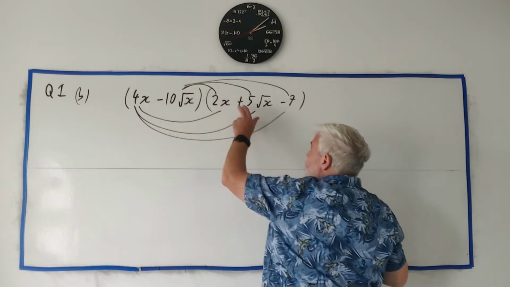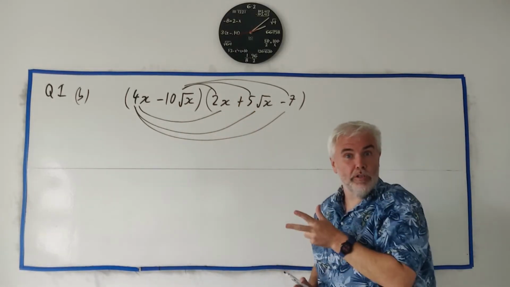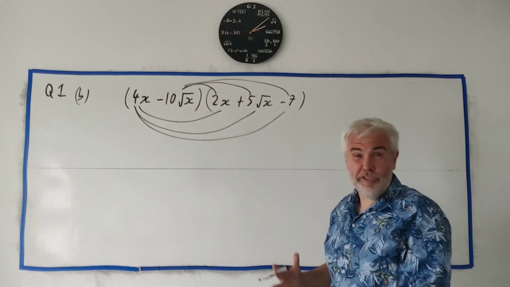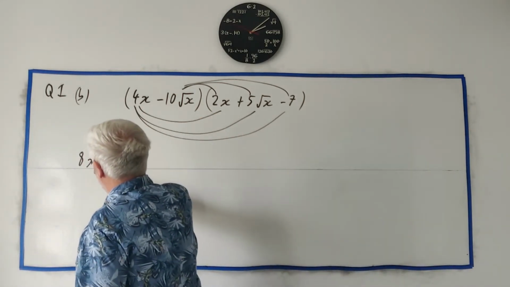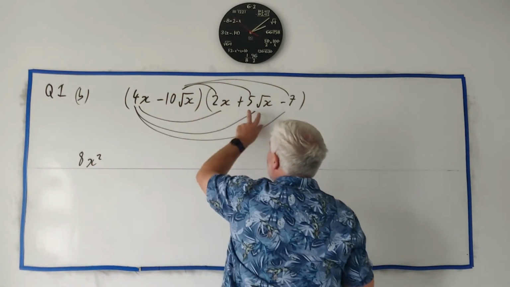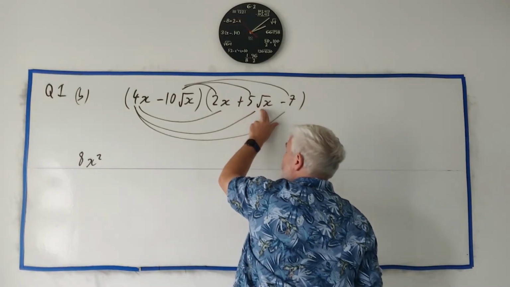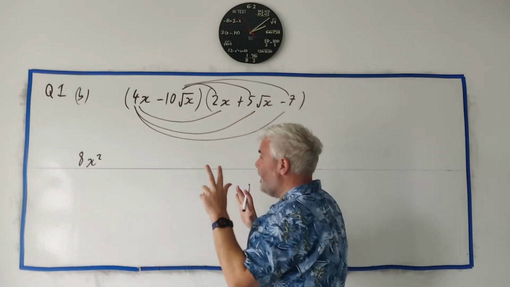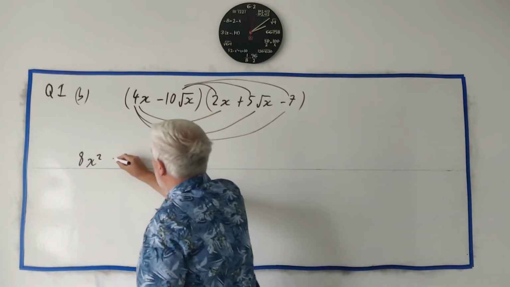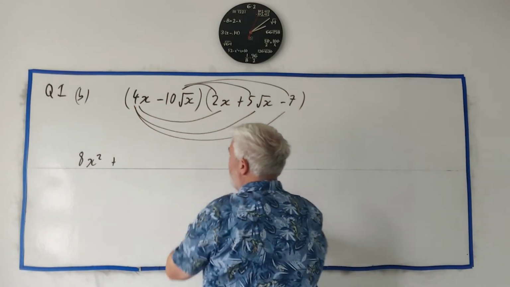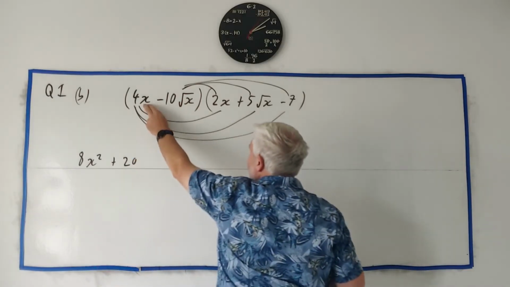There's 2 terms, there's 3 terms. You get 6 total terms out. So we just do that. 4x by 2x gets us 8x squared. 4x by 5 square root x. Don't worry, just take it each in stages. Work out the sign first. A plus by a plus, we get a plus. 4 by 5, we get 20. X by square root x.